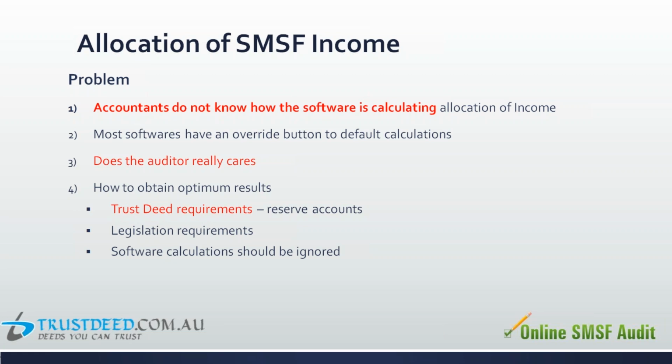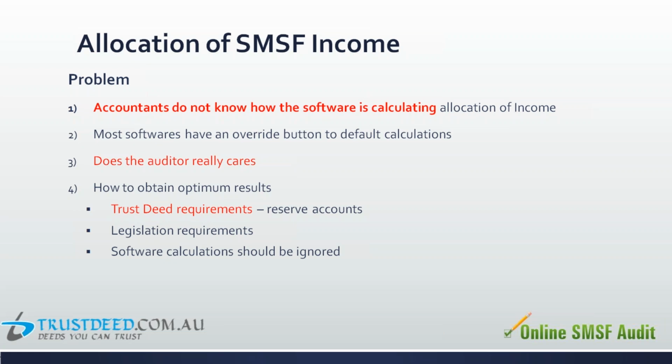Now, how to obtain optimum results? What is the best deal for the trustees? We're going to discuss a little bit about that. All decisions made by trustees must be approved by the trust deed itself. So if any income is not allocated to a particular member, it can be allocated to a reserve account. Reserve accounts should be allowed by the trust deed. So we need to look into our own trust deed and see whether reserve accounts are permitted or not, and if not, then we need to update the trust deed.